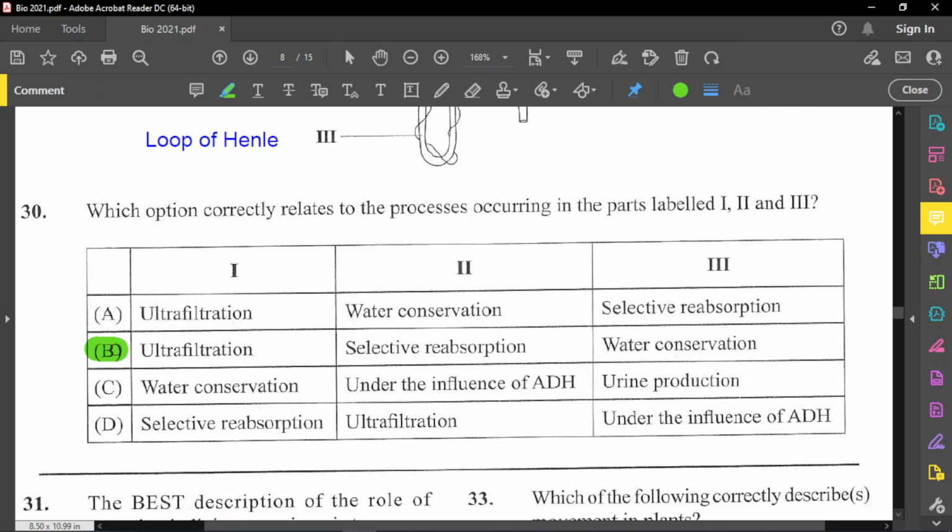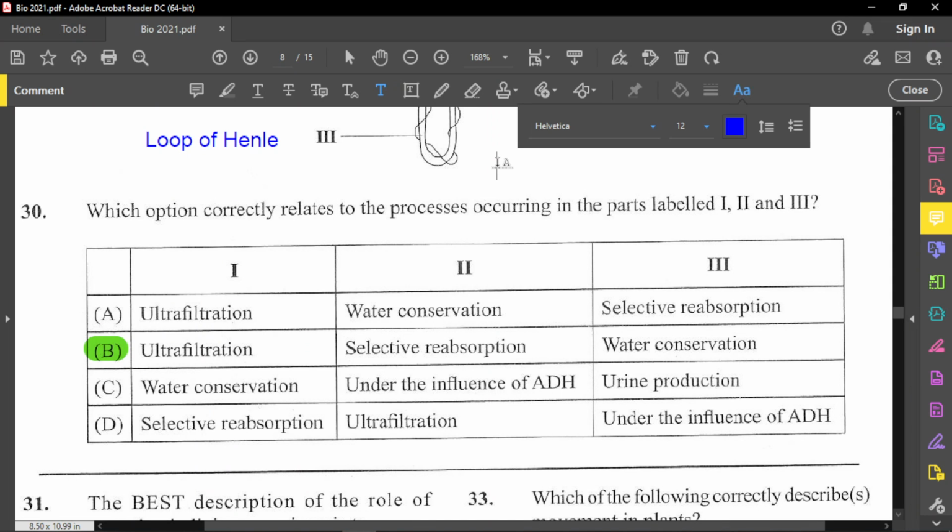Great. B will be your option. Let me just look at something. It was said that part three, which is the loop of Henle, is under the influence of ADH, which is not true because ADH affects mainly the collecting duct. So the collecting duct is mainly affected by ADH, and ADH is the antidiuretic hormone. Let me just write it down real quick, because there's something I want to talk about. ADH, which is antidiuretic hormone.